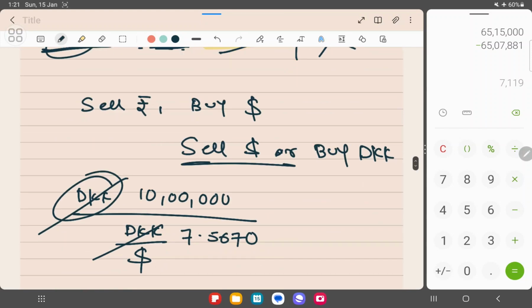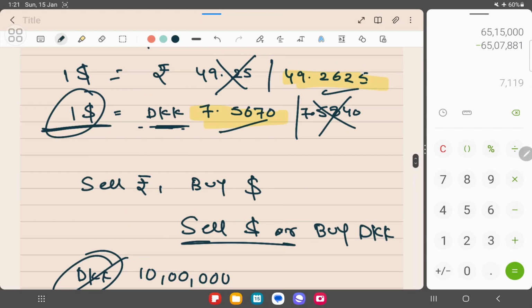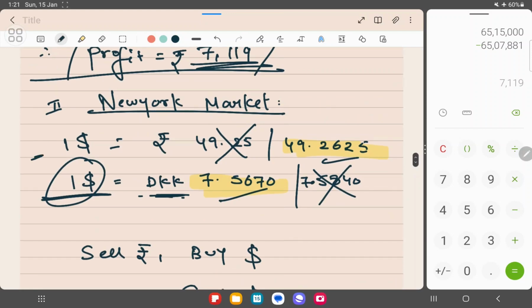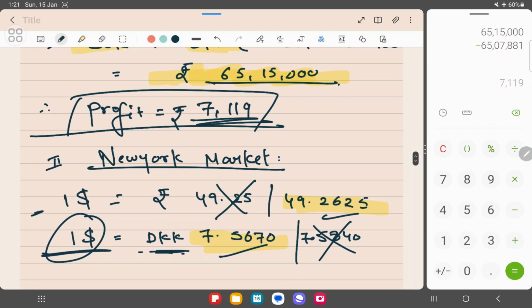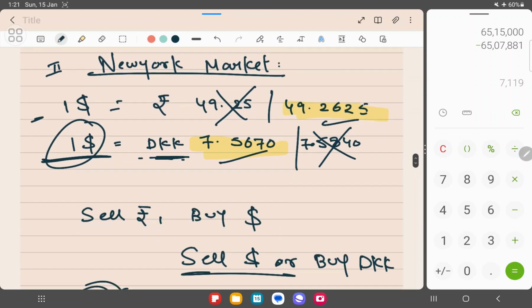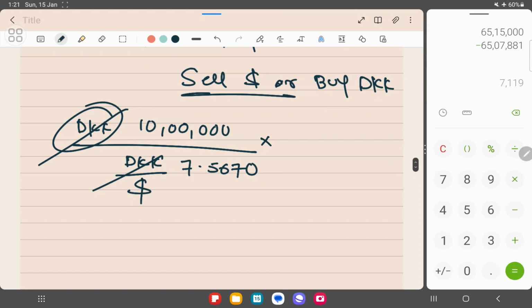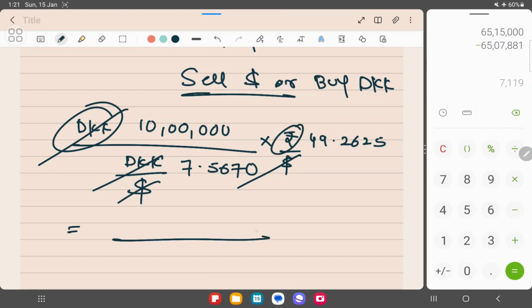Now next thing, you are left with dollars, DKK cancels out, so the other quote we see is $1 is equal to rupee 49.2625, and our exposure right now will also be in dollar, the equivalent dollar amount the moment we calculate this. And the quote is also a direct dollar quote, so we have to multiply by 49.2625, rupee by dollar. So dollar cancels out, you are left with the equivalent rupee amount. Let us calculate this.